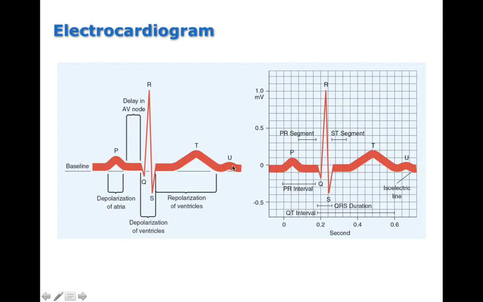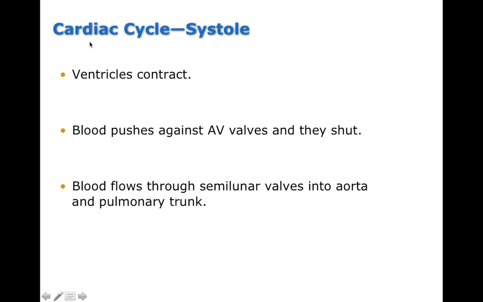Now, in certain conditions, you can get a U wave, and this would be common in children and certain ionic imbalances as well, but you can get this next little wave here called a U wave. It's not always pathogenic. It can be a normal thing. Now, with the cardiac cycle, we're talking about all of the events that occur in the heart between a heartbeat, right?